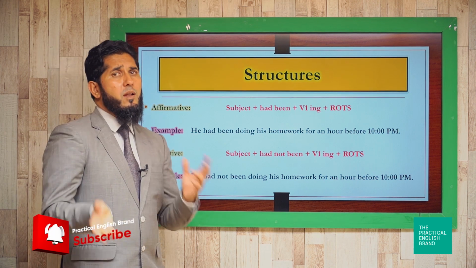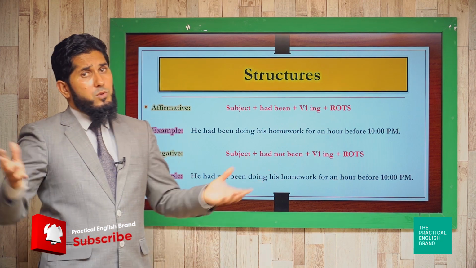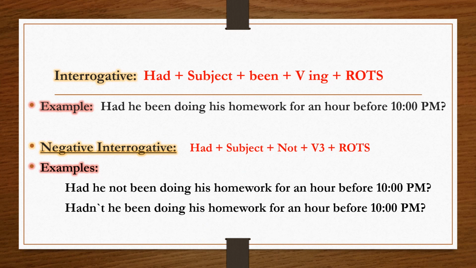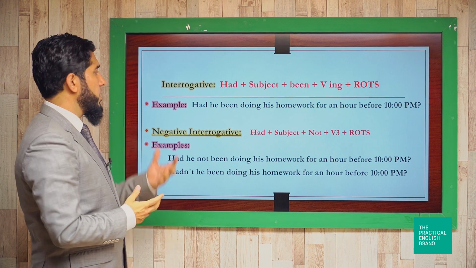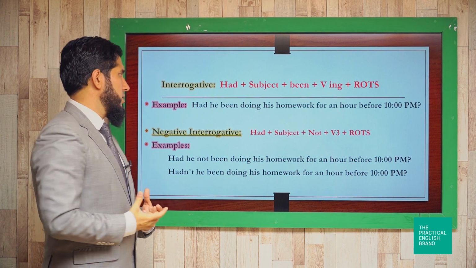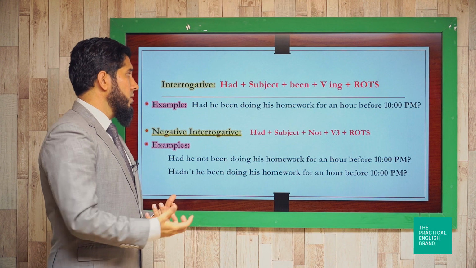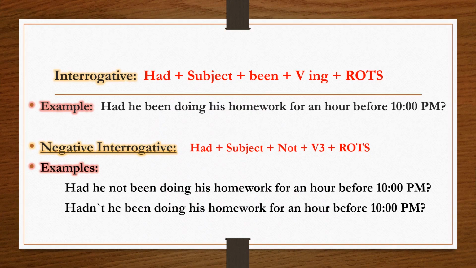Or for example, I hadn't been teaching English for more than 5 years before I came back to my country. So that's possible. Now on this slide, there are structures for interrogative and negative interrogative sentences. So the first structure is for interrogative or yes/no questions. At the beginning of your sentence, you bring had, then subject, then been, then main verb ing, then rest of the sentence. Look at the example.